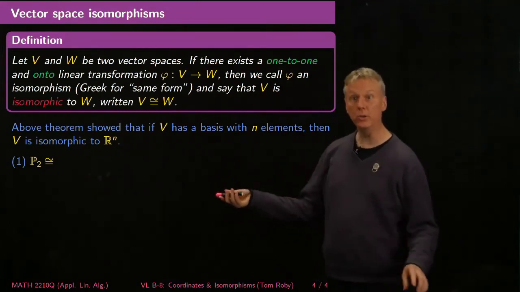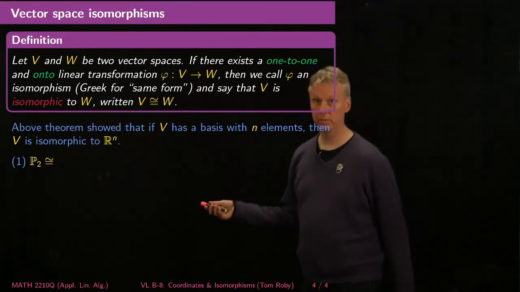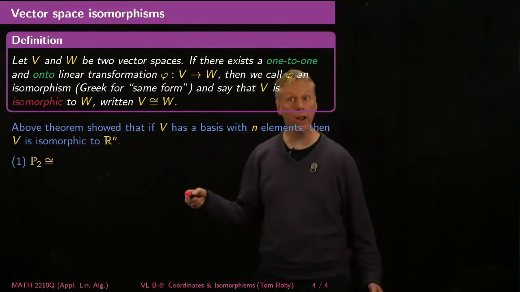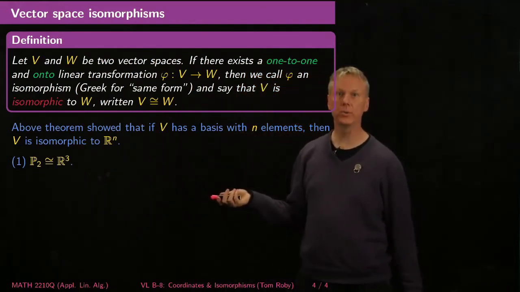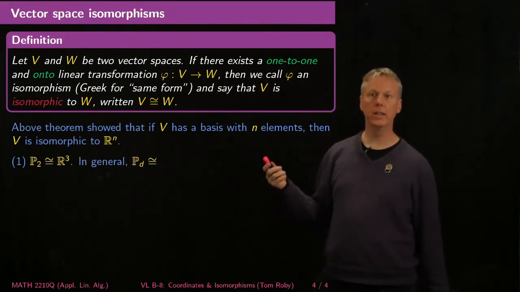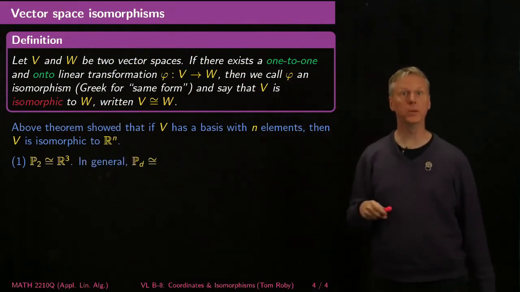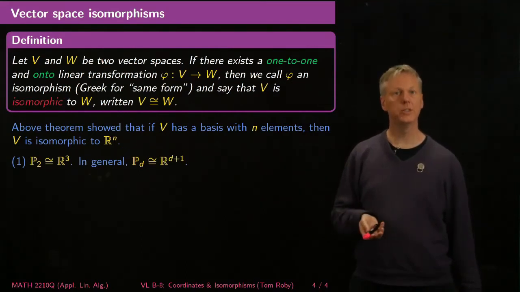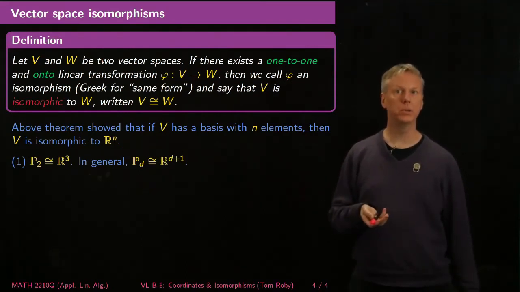What would P2 be isomorphic to? Well, P2 we saw had the basis 1, t, t squared, so it's actually isomorphic to R3. So what do you think that in general P sub d, polynomials of degree less than or equal to d, would be? They should be isomorphic to R^(d+1).